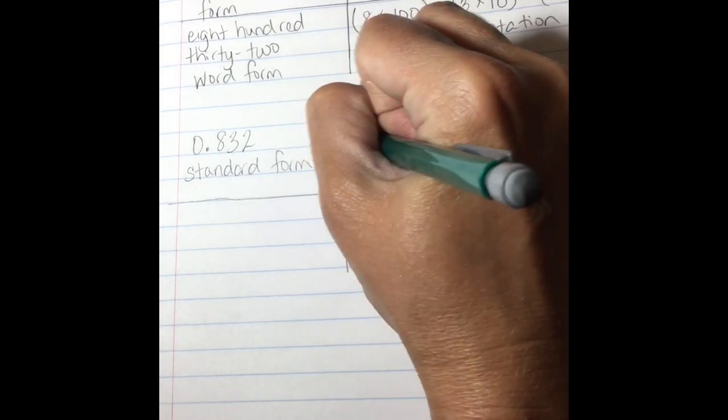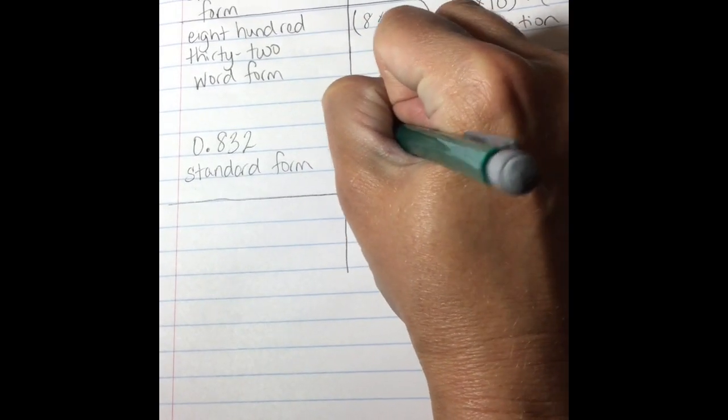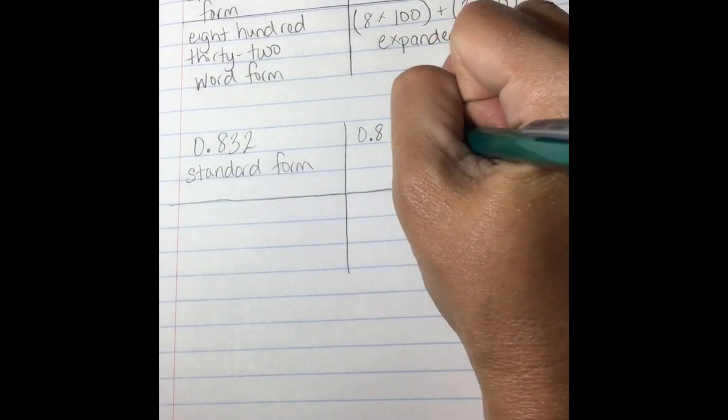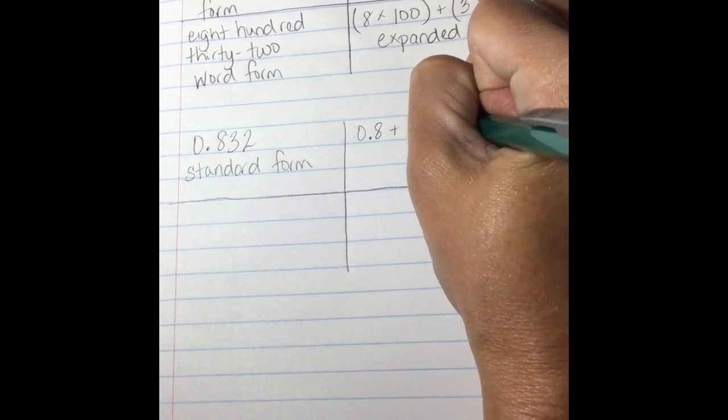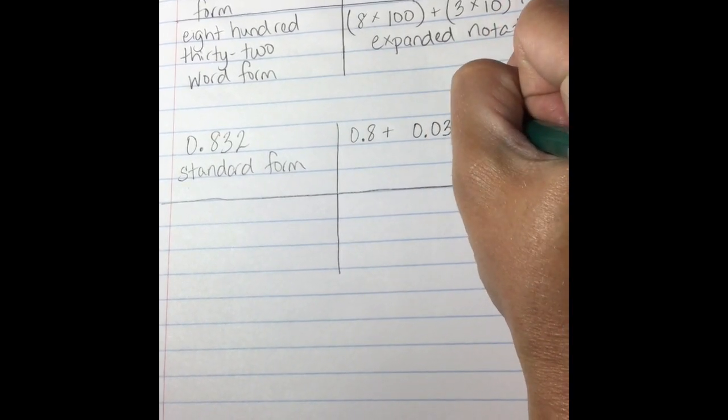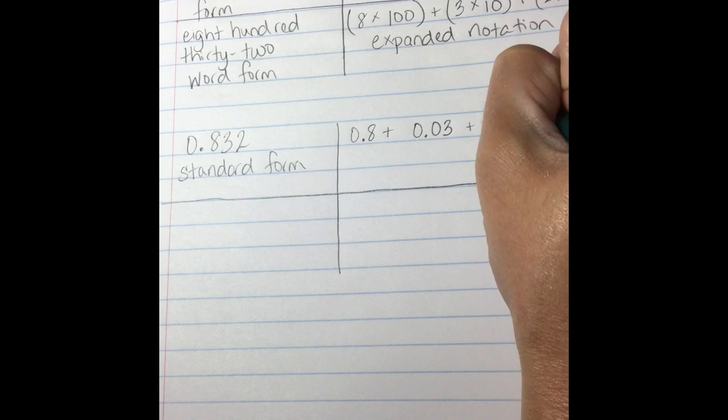We can still have expanded form: 8 tenths plus 3 hundredths plus 2 thousandths. Okay, expanded form.